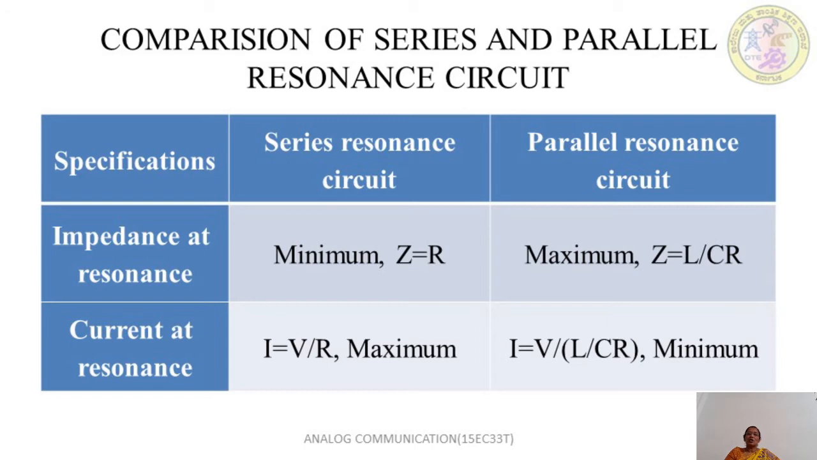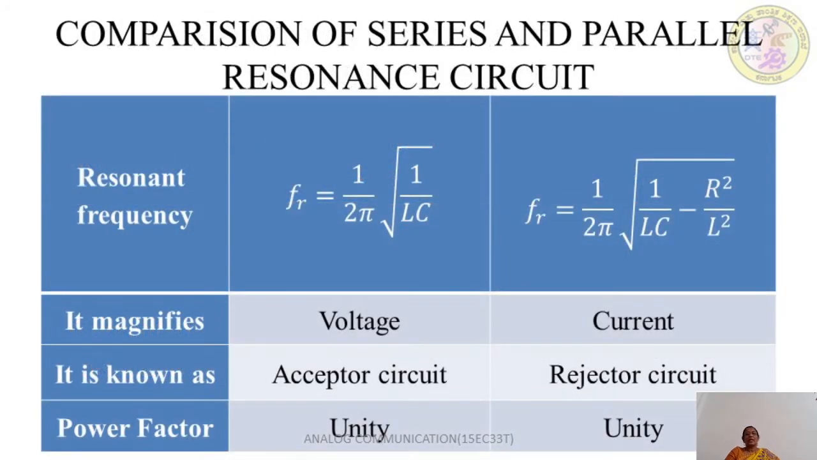That is, I is equal to V by L. That is, Z is replaced, that is L by CR. Resonant frequency: the resonant frequency of series resonant circuit FR is equal to 1 by 2 pi root 1 by LC. But in parallel resonant circuit, the resonant frequency is equal to 1 by 2 pi root 1 by LC minus R square by L square.